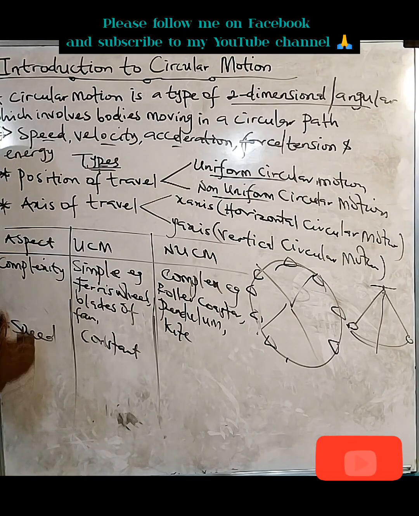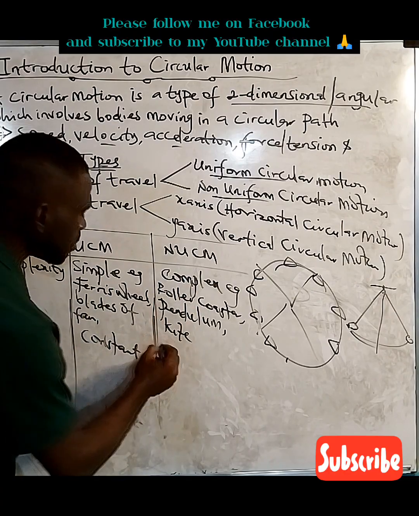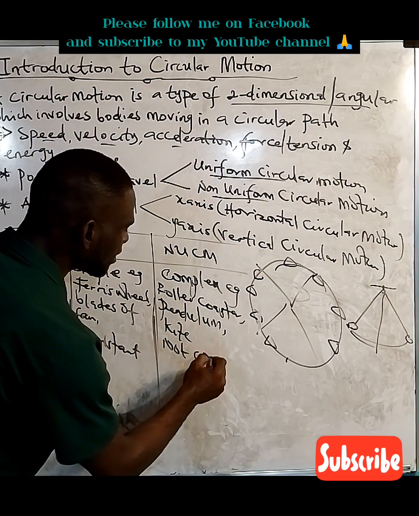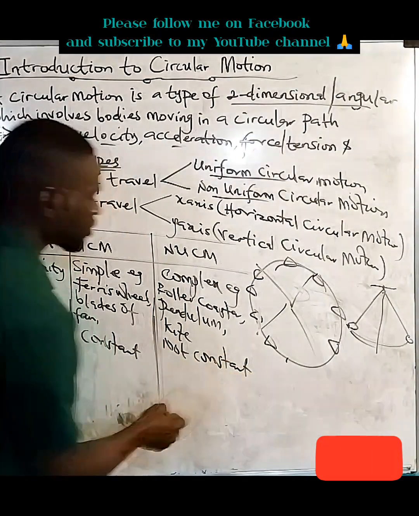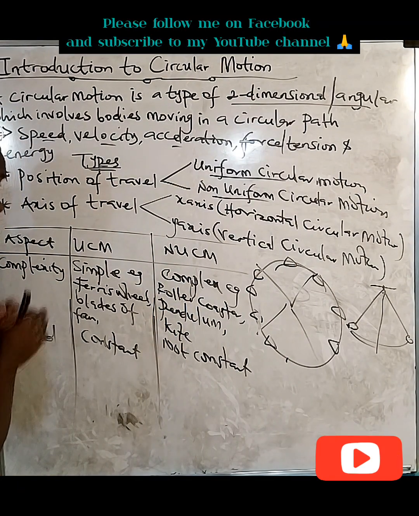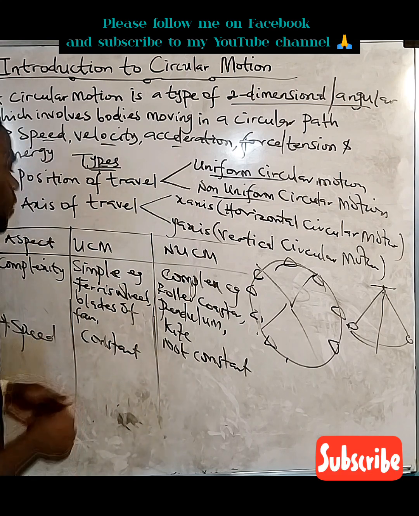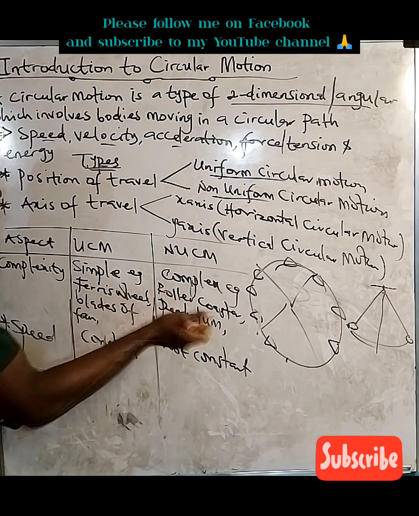So the next difference between uniform and non-uniform is that the speed is constant for uniform, while for non-uniform the speed is not constant. The speed is either increasing or decreasing. The speed is not constant for non-uniform circular motion, but for uniform circular motion, the speed is constant. We're going to be looking at that. Don't forget the major differences.